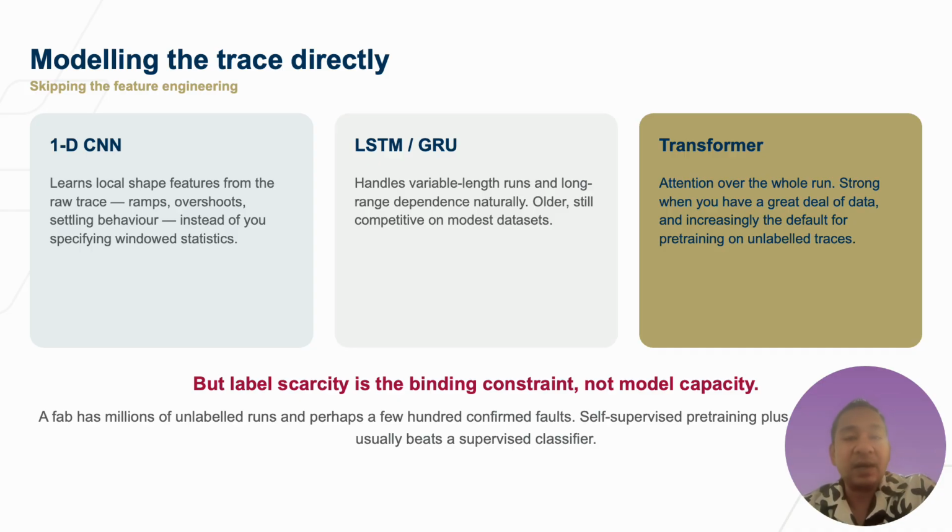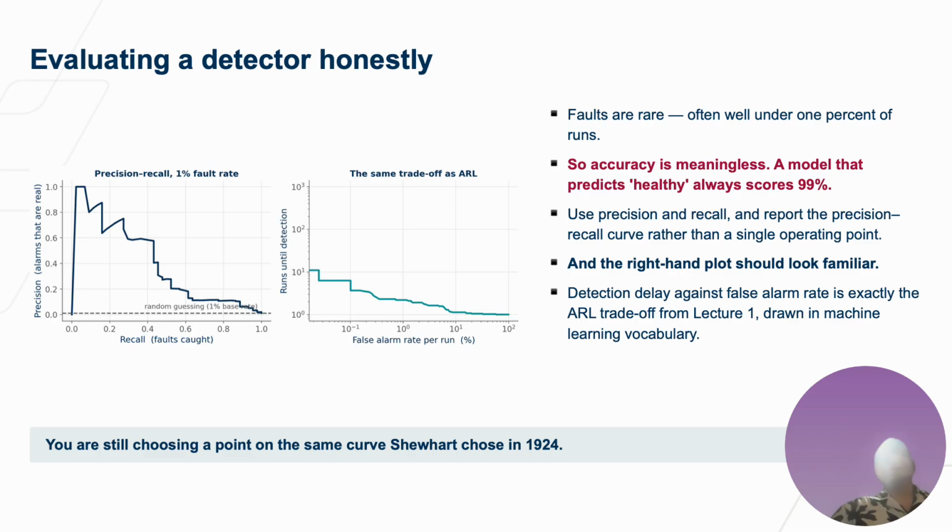A fab has millions of unlabeled runs and perhaps a few hundred confirmed, correctly attributed faults. Supervised learning on a few hundred labels will not beat a well-tuned SPC chart, which is why the winning recipe is usually self-supervised pre-training on unlabeled traces followed by anomaly detection. The label scarcity shapes the whole method choice.